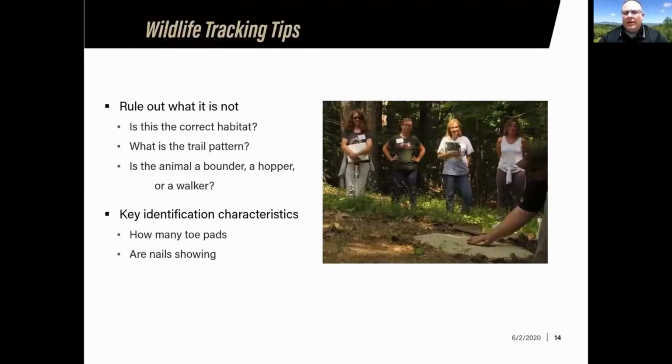And now we're going to get into some more tracking tips, and then we'll go into species specific groups. So I like to start out by not determining what it is, but I like to rule out what it's not. So that's a little easier for me. I can say, well, I'm certain it's not this. It doesn't have hooves, so we know it's not an ungulate.